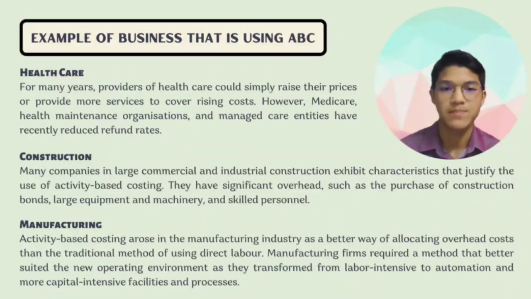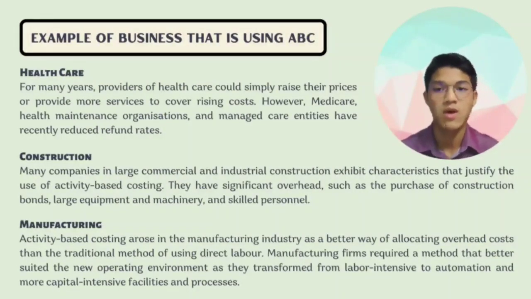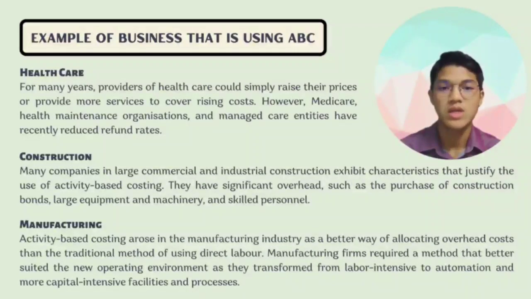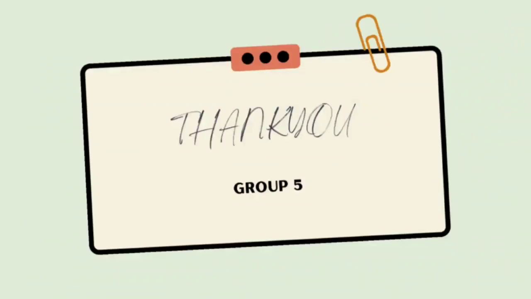Lastly, manufacturing. Activity-based costing arose in the manufacturing industry as a better way of allocating overhead costs than the traditional method of using direct labor. Manufacturing firms required a method that better suited the new operating environment as they transformed from labor-intensive to automation and more capital-intensive facilities and processes.